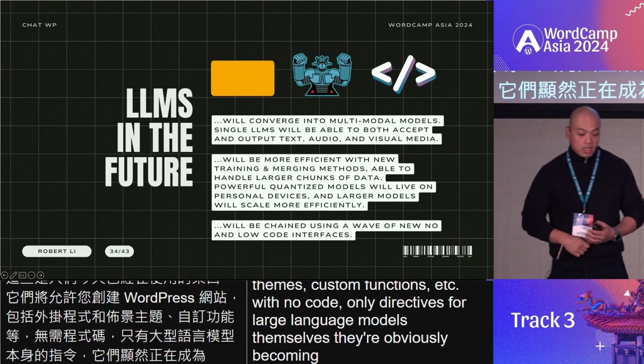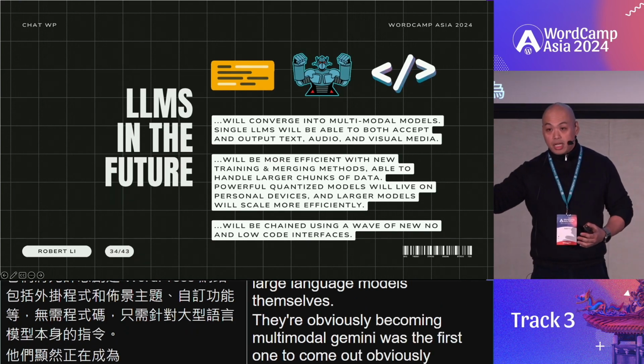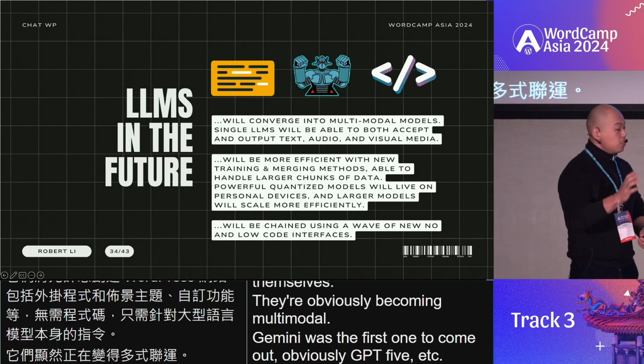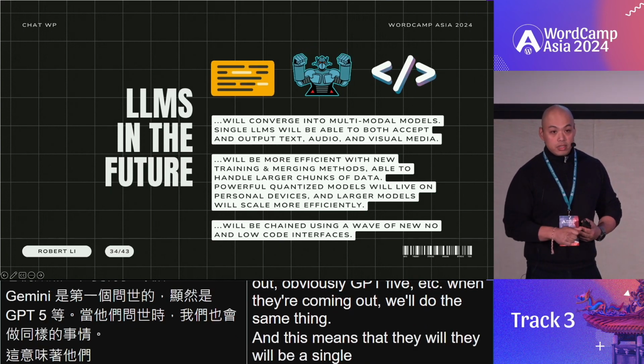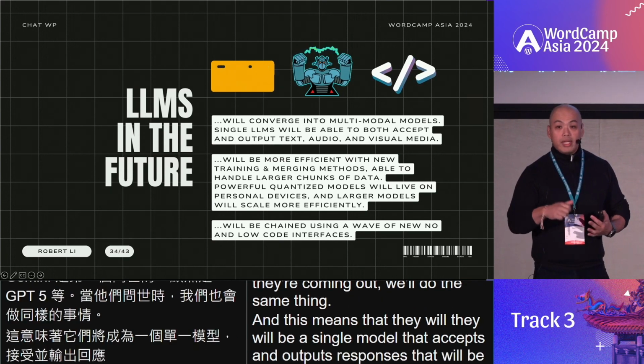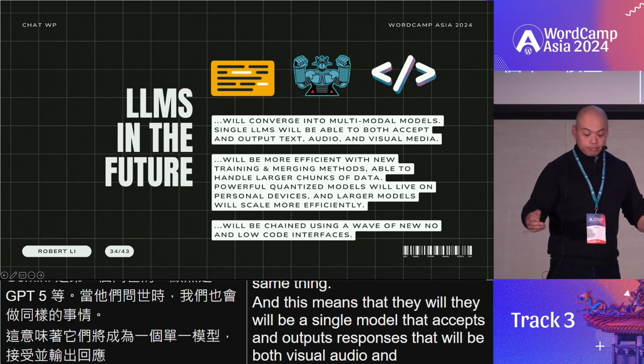Gemini was the first one to come out. Obviously, GPT-5, etc., when they're coming out, will do the same thing. And this means that they will be a single model that accepts and outputs responses that will be visual, audio, and video.